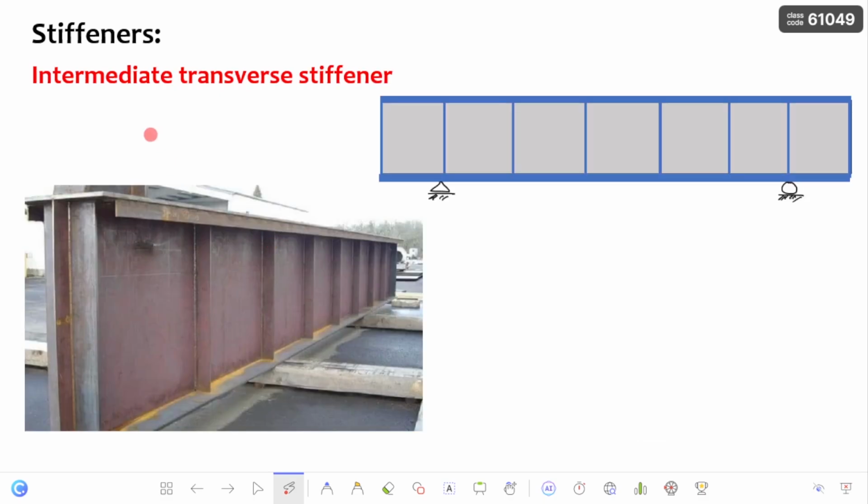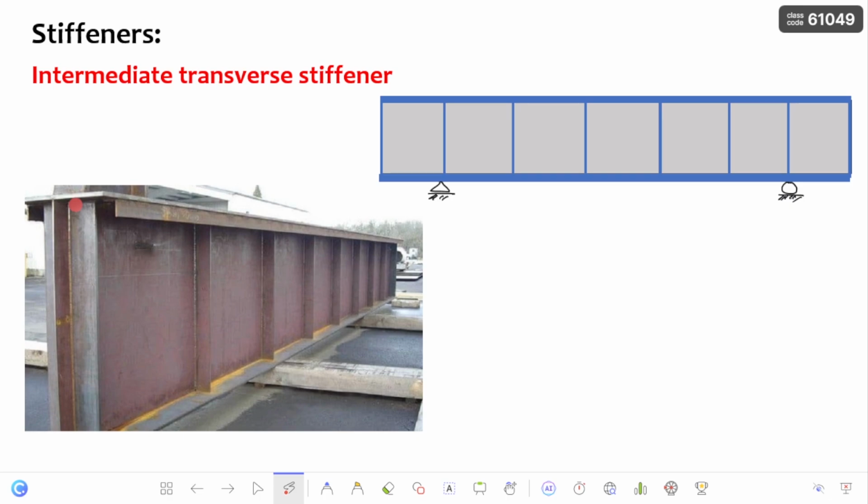Next, coming to the intermediate transverse stiffener. Regarding this, I already discussed a lot in my previous videos also. Please watch those videos. Here, whenever the load acts on the plate girder, if we provide these intermediate transverse stiffeners, the panel is going to act as a unit, and there is a development of tension field action in the plate girder, so that it improves the shear strength of the plate girder. This is the main purpose of the intermediate transverse stiffener.